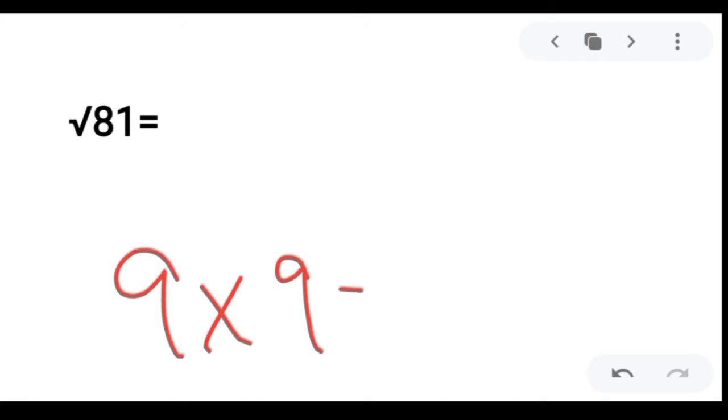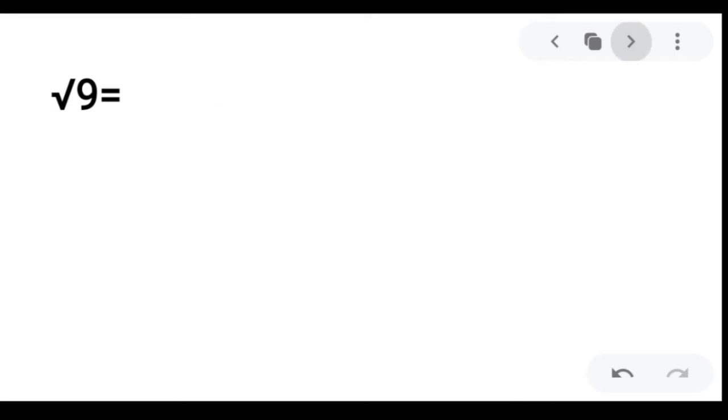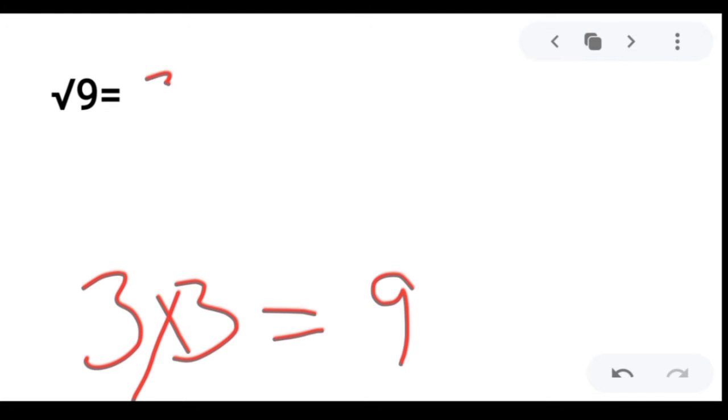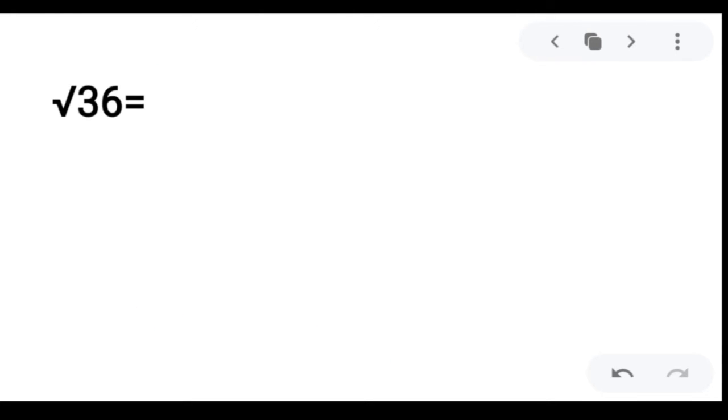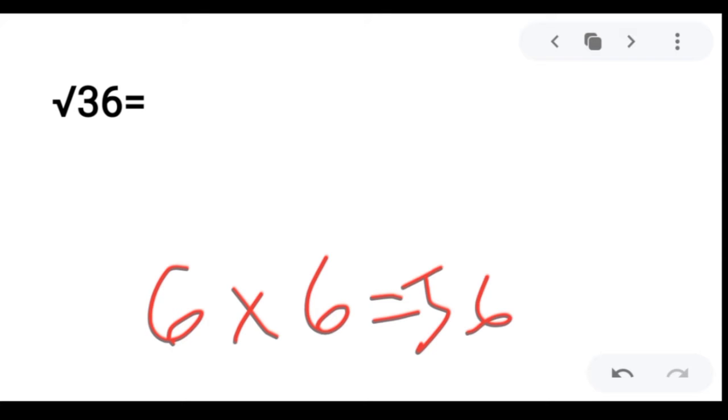Other given, 81. Number na pwedeng multiply by itself, 9. 9 times 9 is 81. So, square root of 81 is 9. The other given is 9. 3 times 3 is 9. So the square root of 9 is 3. 36. 36 is perfect square. So multiply by itself, 6 times 6 is 36. So 6 is the square root of 36.